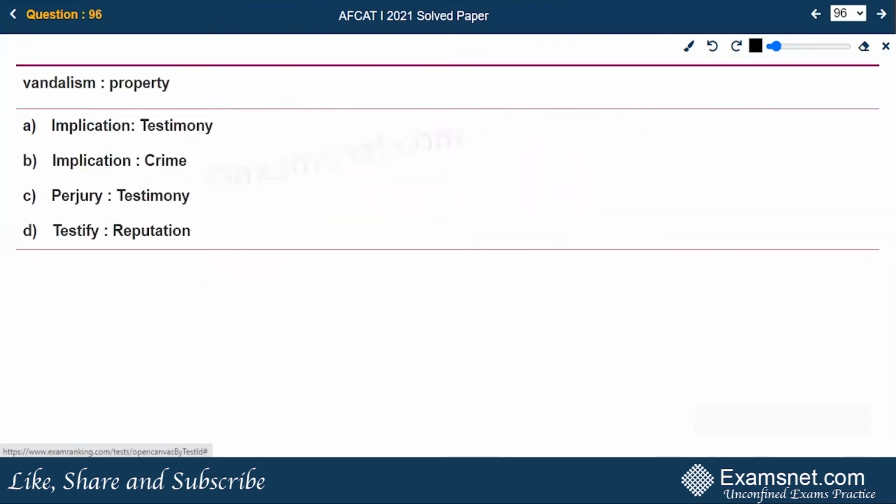Next, vandalism is related to property. So which of these four is correct? Implication is to testimony, implication to crime, perjury to testimony, and testify to reputation. See, vandalism is the name given to fraud in matters relating to property. Similarly, perjury is the name given to frauds relating to testimony. So obviously, option C is your correct answer.